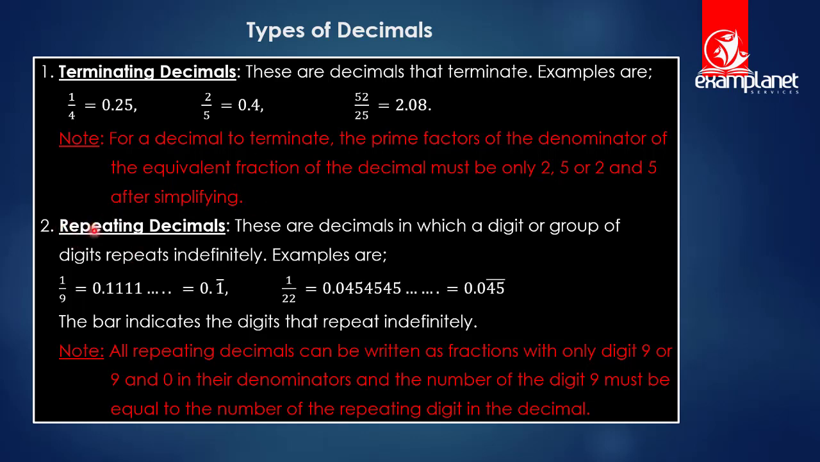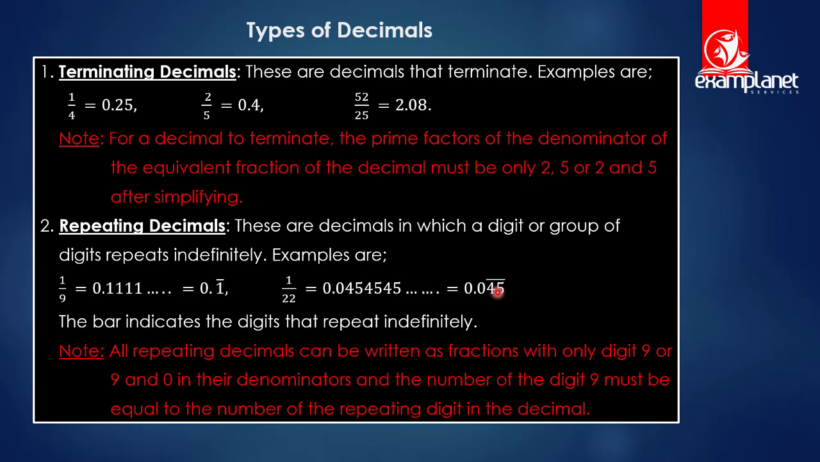Now, 2, repeating decimals. These are decimals in which a digit or group of digits repeats indefinitely. All right, you just have a digit or a group of digits repeating indefinitely without stopping. These are called repeating decimals, or we'll call them recurring decimals. Okay, so for example, 1 over 9. And 1 over 9 is 0.11111111111, and it won't stop. Okay, so 1 over 22, that will be 0.04545454545454545, and so on. So this kind of decimals, in order to stop writing them with their long length, we use this bar to indicate that this one repeats without end.